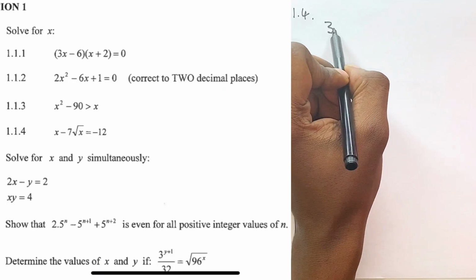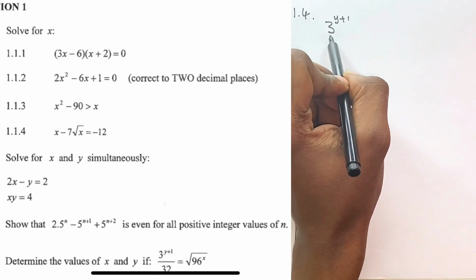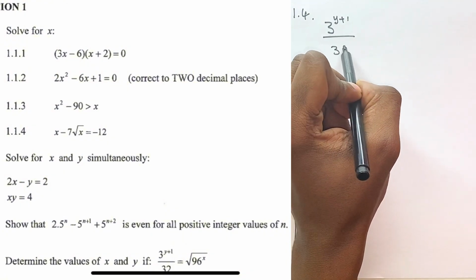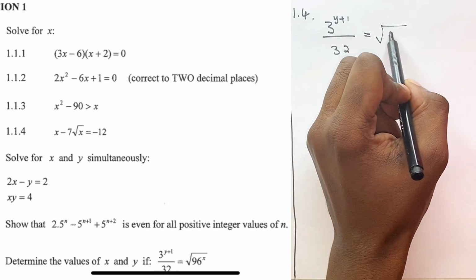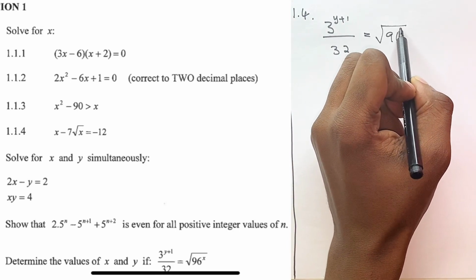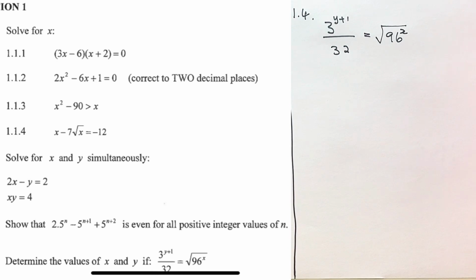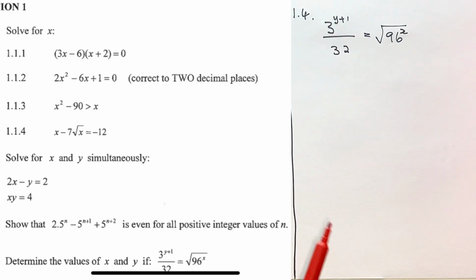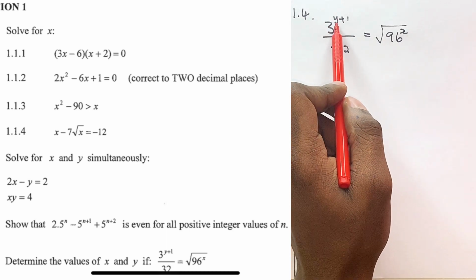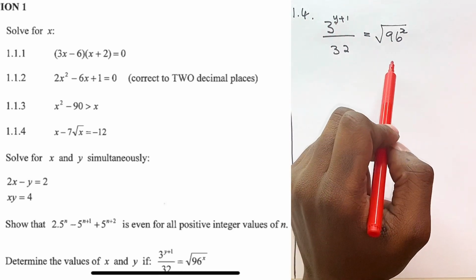That's 3 to the power y plus 1 over 32 equal to the root of 96 to the power x. Now we want to solve for x and y in this equation. As soon as I see exponents added here, I know this is paying homage to throttlers. So we have to break it down.